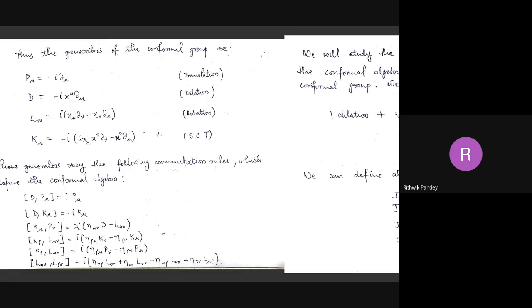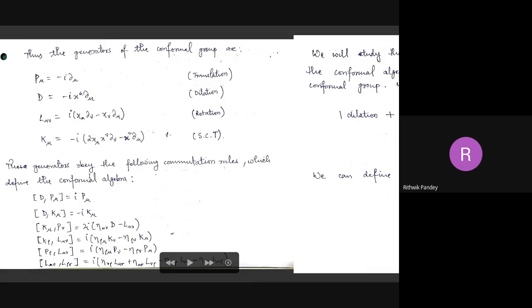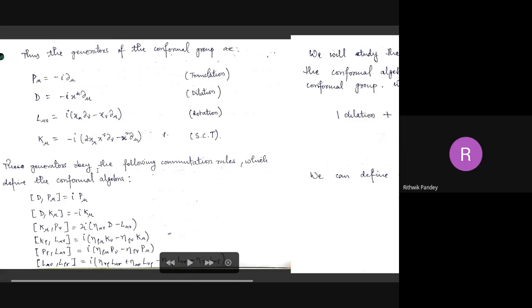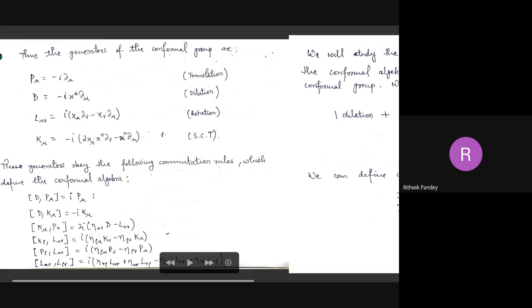So now the next thing is to characterize the commutation relations of these generators, which define the conformal algebra. Like in the case of the Lorentz group, where the Lorentz generators defined the Lorentz algebra. So to define the conformal algebra, we note that the generators have the following commutation relationships.